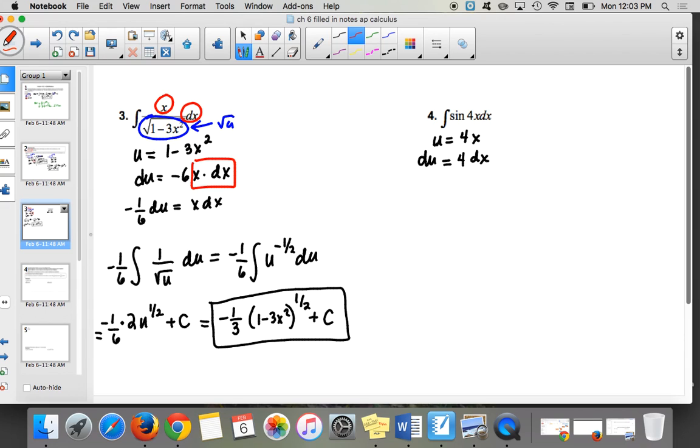So then all we have is this part replaced with the sine of u. And so we have dx that we want to replace. So I have 1/4 du is equal to dx. So when I rewrite my integral, it's going to be the integral of sine of u. The derivative of 4x was just 4, not 4x dx. You see it? And then the dx is replaced by that 1/4 and then the du.